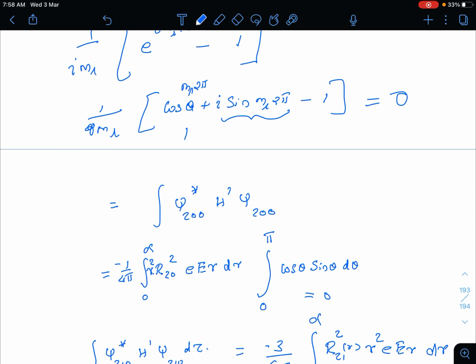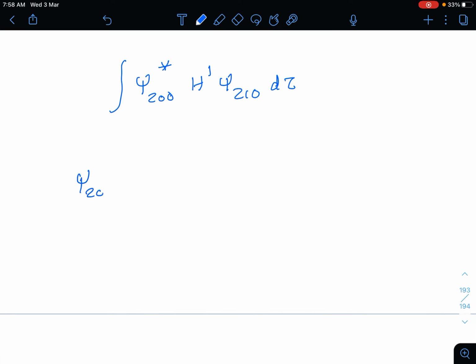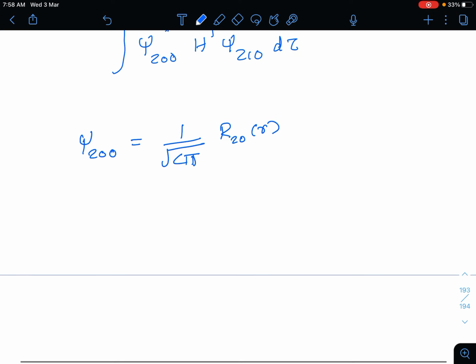So what is psi 200? Psi 200 is 1 by root 4 pi, I think I have written it, r20 of r. And what is r20 of r?